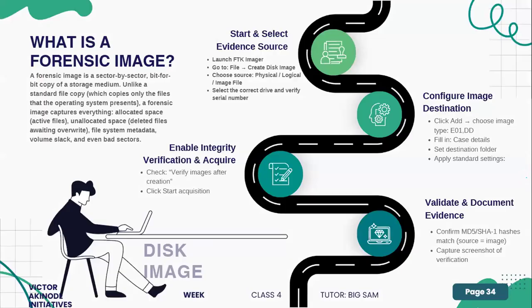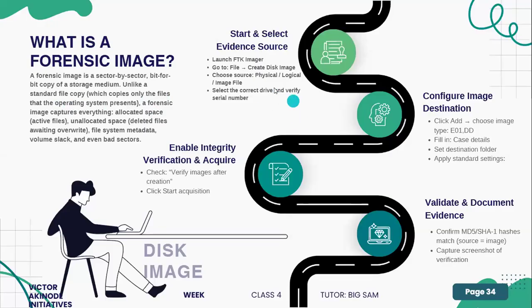Now, a forensic image is a sector-by-sector, bit-for-bit copy of a storage medium. Unlike a standard file copy, which copies only the files the operating system presents, a forensic image captures the whole storage media, both the allocated space and the unallocated space, the slack space. There are a whole lot of spaces. You might feel that when you delete something, it actually goes off your drive. But it actually just marks that place as free. It is still on that particular hard drive.